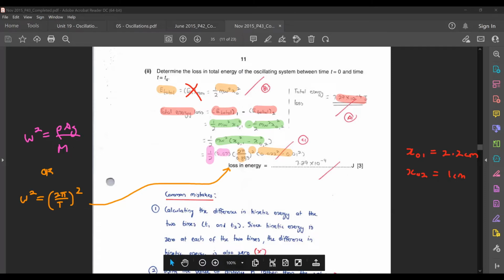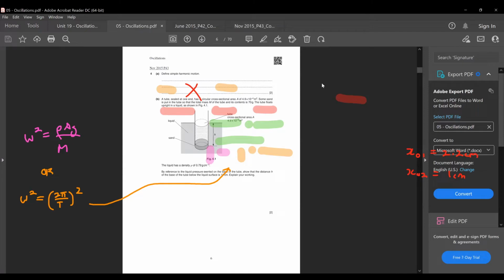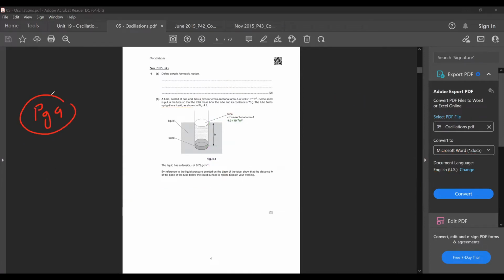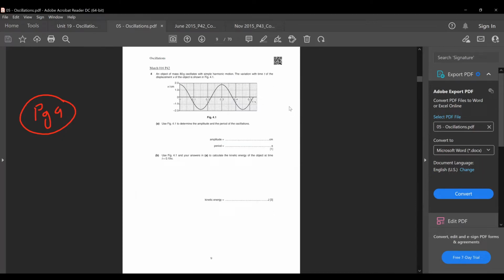Then again, we move to another different question. That one will be page 9. So have a look at page 9. Let me clear this one. Have a look at page 9 of your worksheet. This one should be quite straightforward. This is March 16 P42.